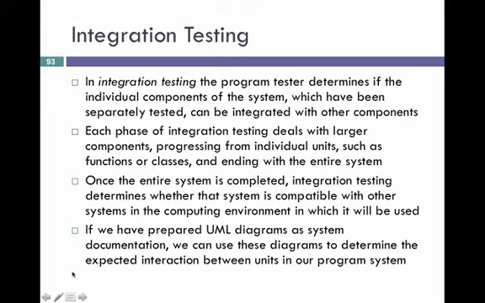Integration testing is where the program tester determines if the individual components, once they've been unit tested, can be integrated with other components. And as we go through the phases of testing, we get larger and larger collections of software together until we finally have the entire system. Then integration testing determines whether the system is compatible with other systems in the computing environment. And if we've prepared UML diagrams as system documentation, we can use those diagrams to determine the expected interaction between units in the system.